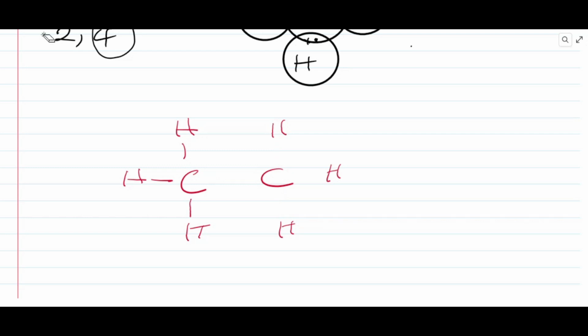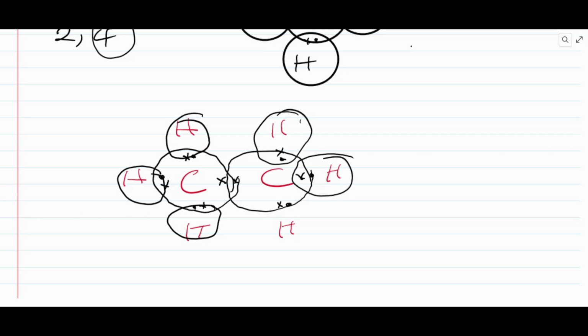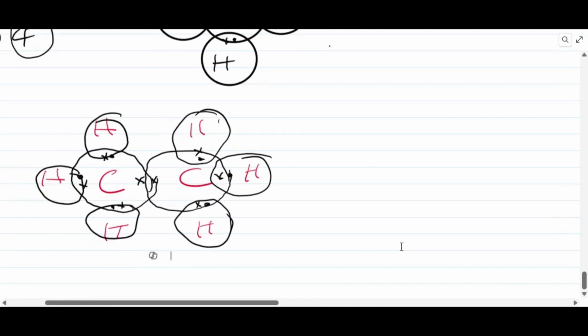So I will remove all the single bonds, and then I will change them to electron pairs, cross and dot, cross and dot, cross and dot, cross and dot. So I use cross for carbon, so it's going to be cross and dot, cross and dot. So just put this, and then this for this hydrogen, this for this hydrogen, this for this carbon, and then for this carbon as well, for this hydrogen, for this hydrogen, and then for this hydrogen, and then we are done.